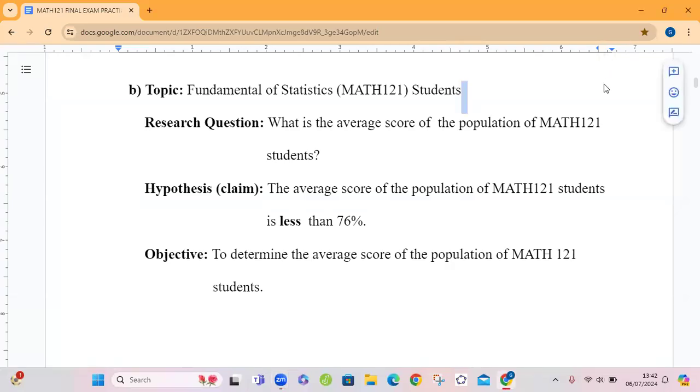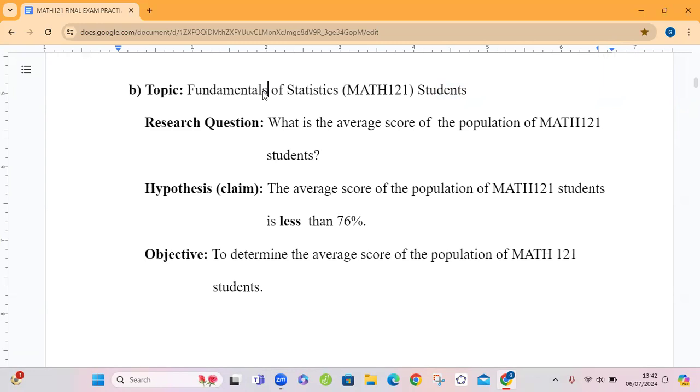So we're still on number 1, part B. It says the topic is fundamentals of statistics, math 1-to-1 students. The research question is, what is the average score of the population of math 1-to-1 students?